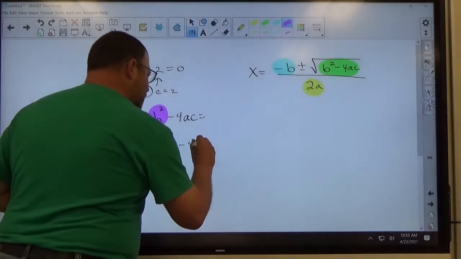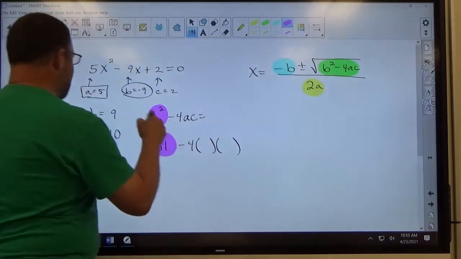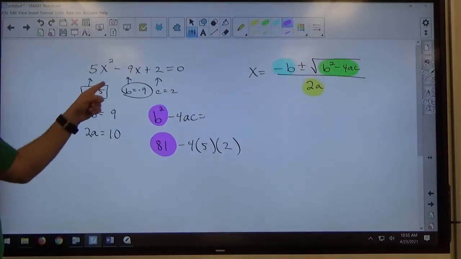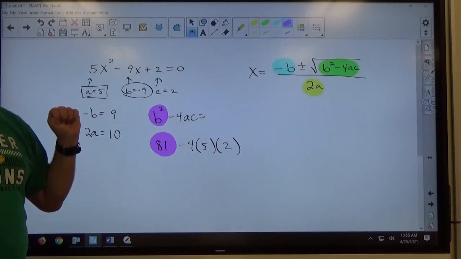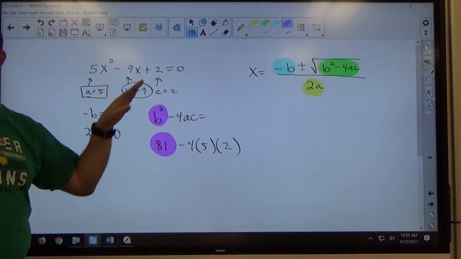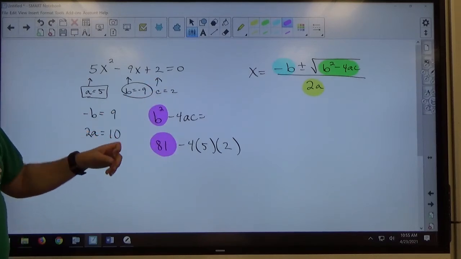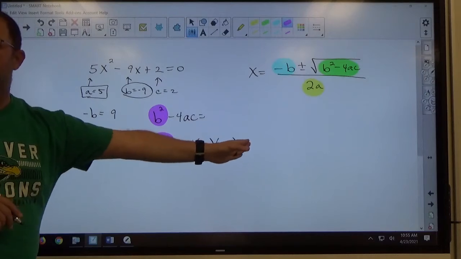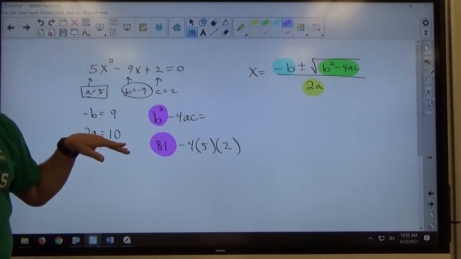Minus 4 times a times c. A is whatever a is, and c is whatever c is. And a is positive, c is positive. Signs do matter. If c were negative, I'd write a negative 2. If a were negative, I'd write a negative 5. So let the signs be what they are. Again, do that in your head, and then write down minus 4ac, whatever a and c are.